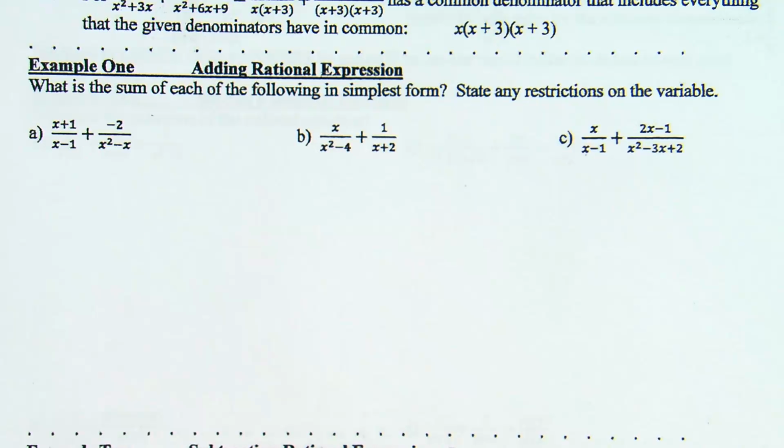Okay? So let's look at example 1a, excuse me. What is the sum of each of the following in the simplest form? Notice it's still asking for these lovely restrictions on the variable, right? That part has not changed. We'll still do that the same. So, okay, we need to add x plus 1 over x minus 1 plus negative 2 over x squared minus x.